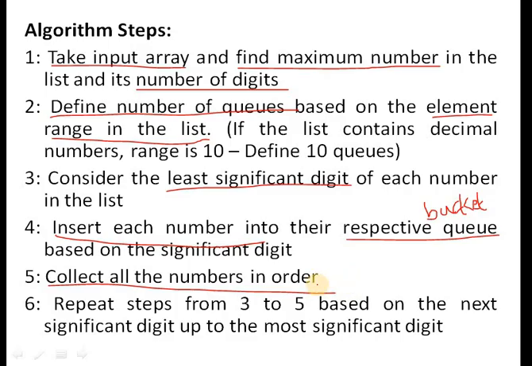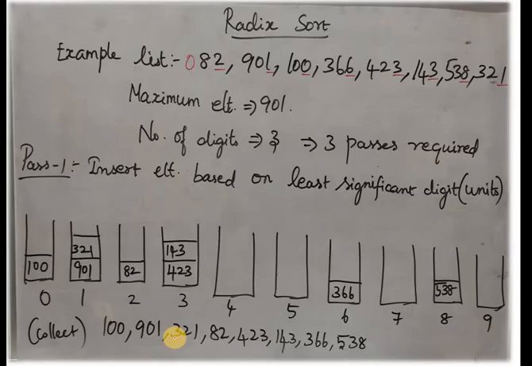After collecting all the numbers, you have to consider this updated list, and you have to repeat the steps 3 to 5 based on the next significant digit. So we have taken the least significant digit in the first step. Then in the next step, you have to consider the next significant digit. Likewise, it goes on up to the most significant digit. So these are the steps involved in the radix sort technique, and we'll see an example.